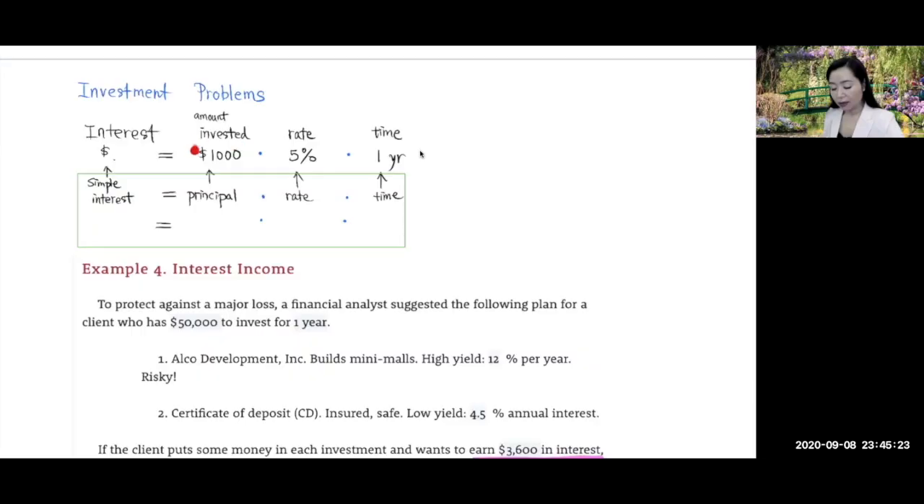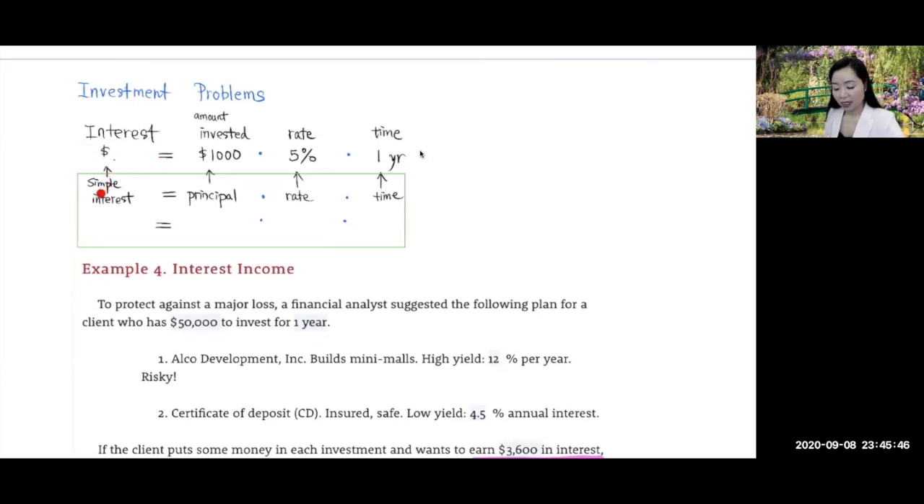So the last type of word problem will be the investment problems. Think about this. Suppose you invested $1,000, okay? Say you put it in the bank, and the annual interest rate is 5%, and you keep the money in the bank for 1 year. What will be the interest you got at the end of 1 year?